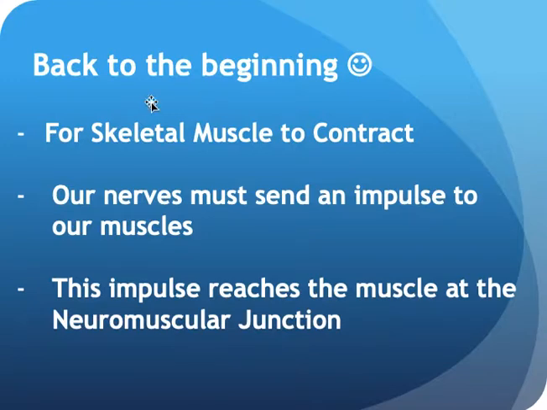So we go back to the beginning and we say, for a muscle to contract, our nerves must send an impulse to our muscle. So again, it all starts with this impulse from your brain, your spinal cord, from your nervous system, okay? And this impulse is going to reach the muscle at the neuromuscular junction. And this is, again, where we start throwing in these big terms, but the name tells you exactly what's going on, right? And you don't want to make it really complicated. You just want to be like, okay, neuromuscular junction, it's where the nerve is going to meet the muscle. And that's exactly what's happening.